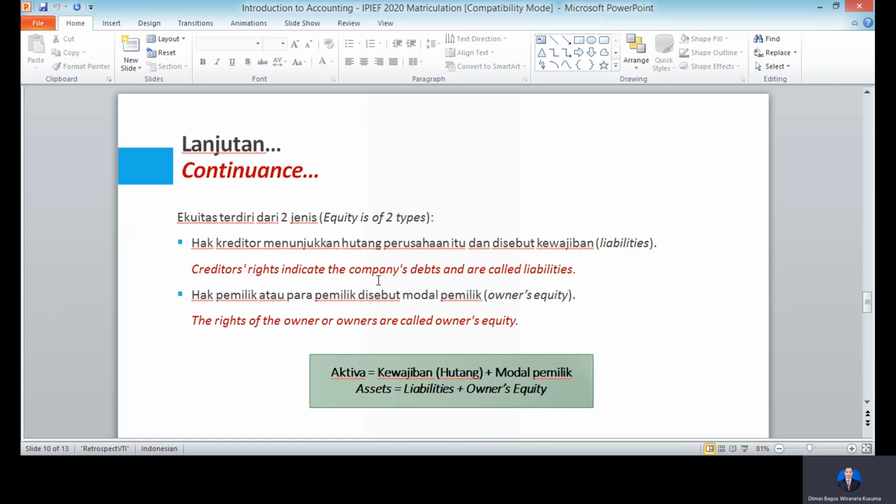And if we talk about equity, it is divided into two. The first is the creditors' right, which indicates the company's debt and is called liabilities. The second is the right of the owners, called owners' equity. So in this regard, equity can be divided into two sources: internal sources, namely the owners, and also external equity coming from the creditors.